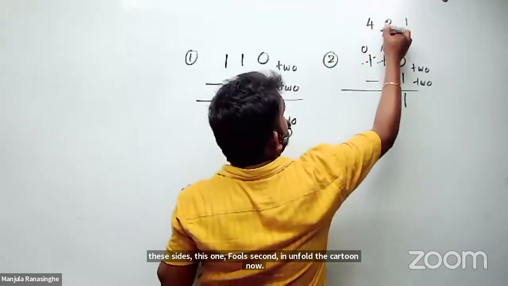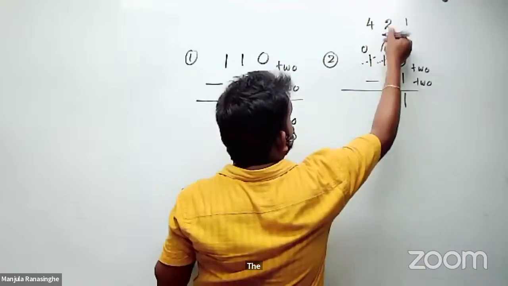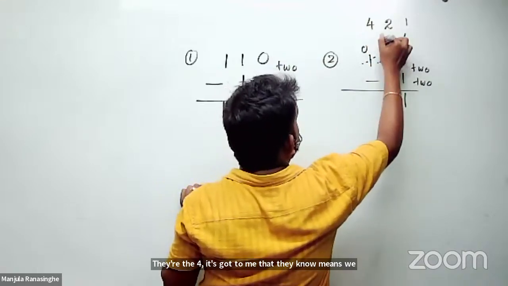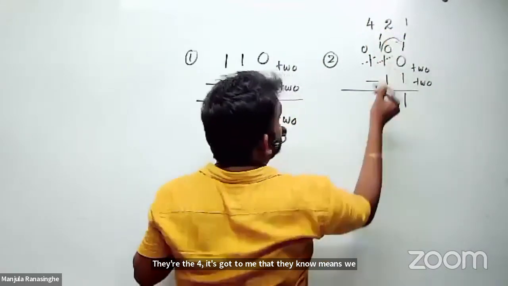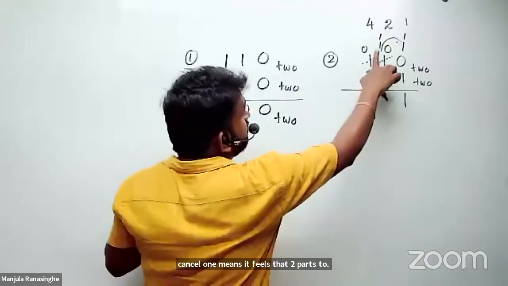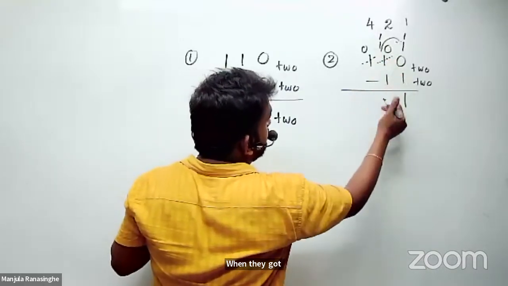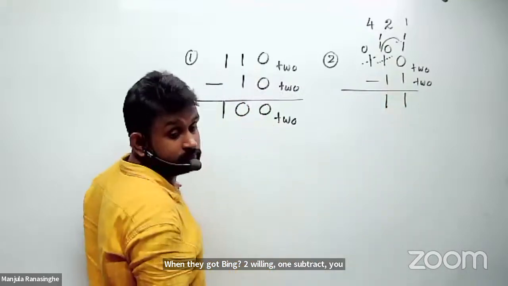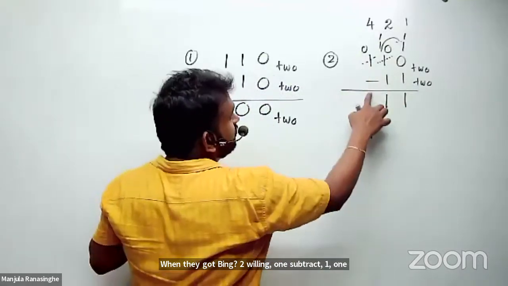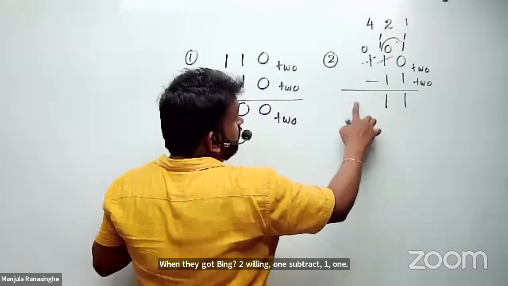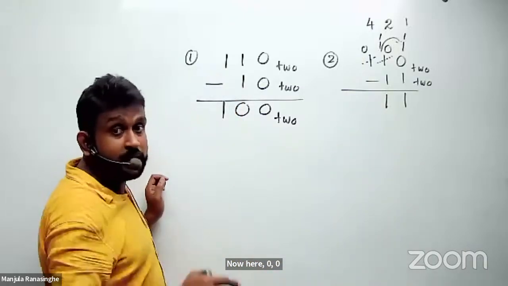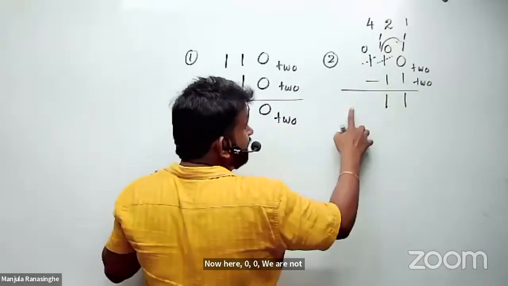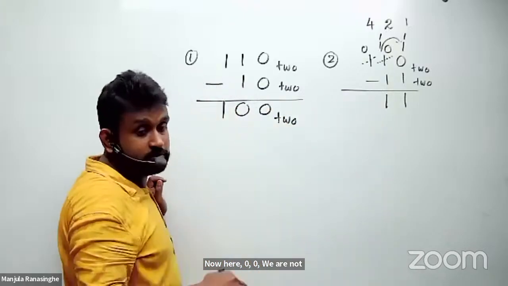So we transfer 1, which means it feels that 2 parts 2. Then 2 minus 1 gives 1. Now here 0, 0 subtract 0, 0. Front zeros, we are not writing. If with the beginning zeros, only zeros, we are not writing it.